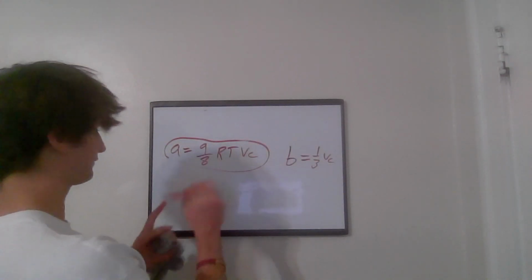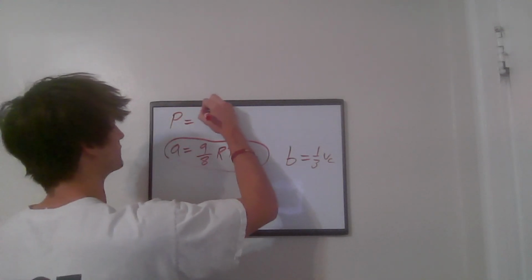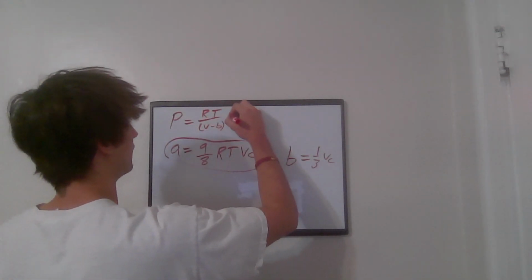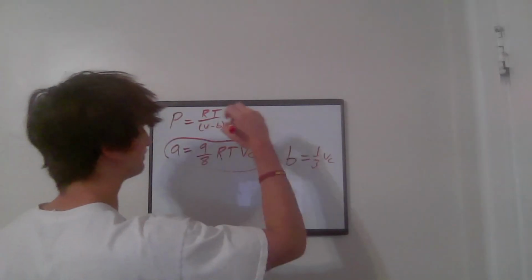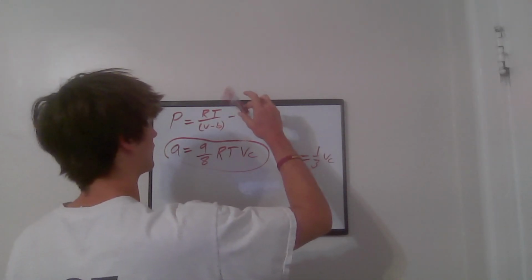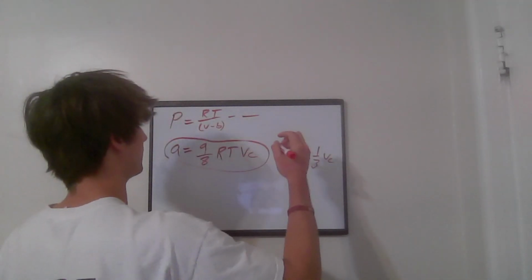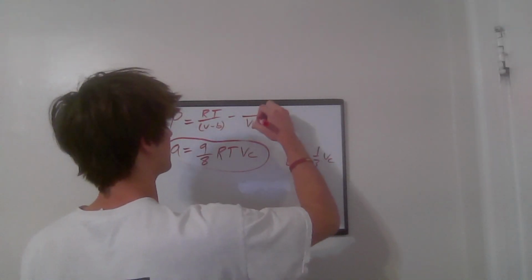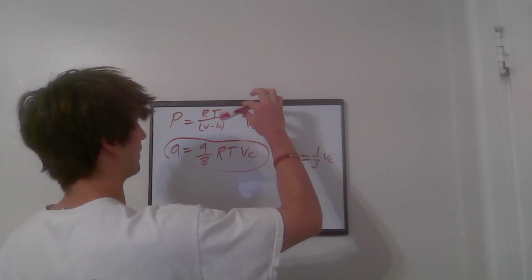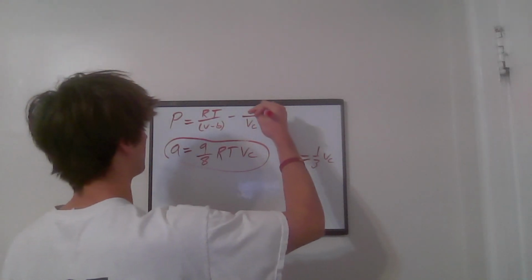So we have our A and B, and then we have our original equation, which is our pressure is equal to RT over V minus B minus A over V squared, and up here is our pressure, volume.